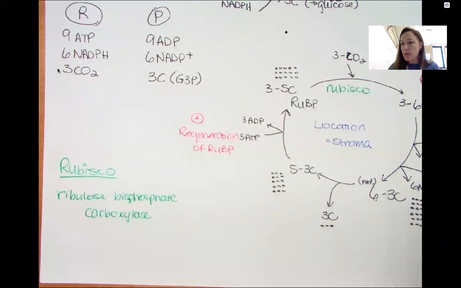And that's it. So actually it wasn't as long as I thought. But that is all of the dark reactions, Calvin cycle, light independent reactions, all the same thing. And that is everything you need to know for those 10 learning targets. I hope that helps, but if not, ask me questions.